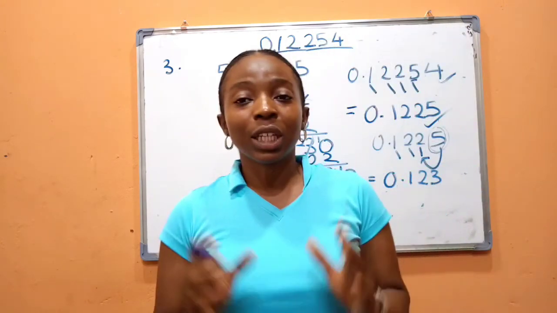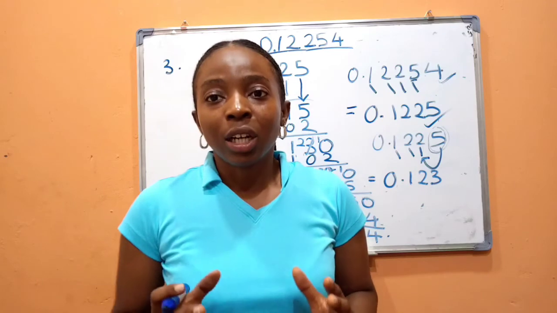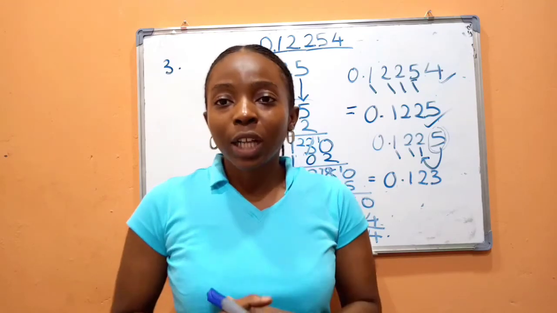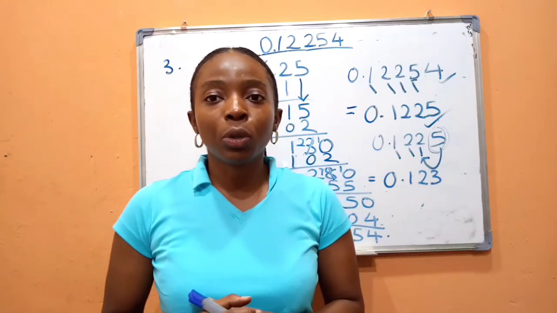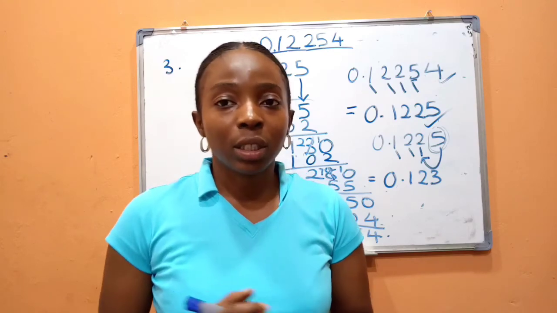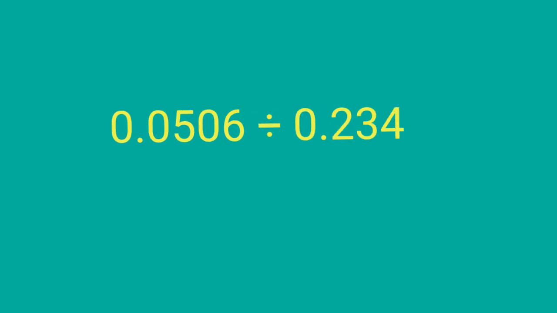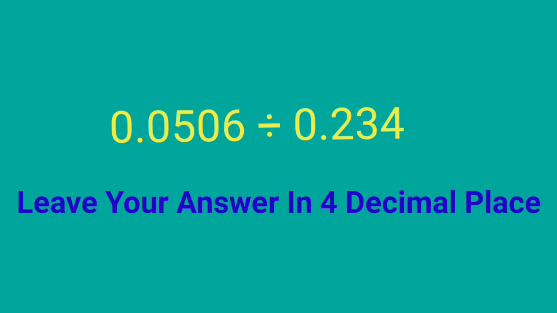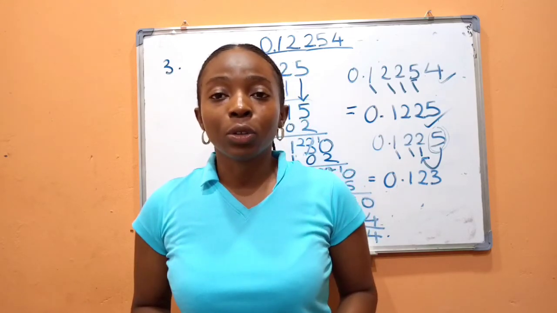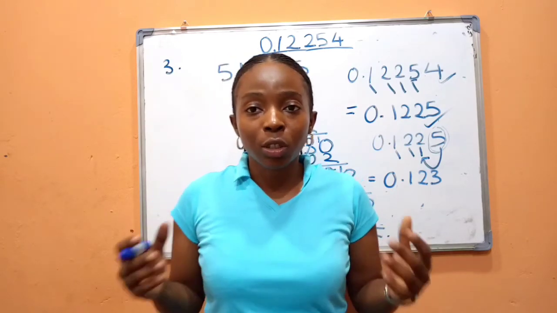So you can see it's absolutely easy, guys. A quick one for you. I would like you to pick up your book and try out this simple exercise. 0.0506 divided by 0.234. Leave your answer in 4 decimal points. So you can try this out and let me know what you got in the comment section.